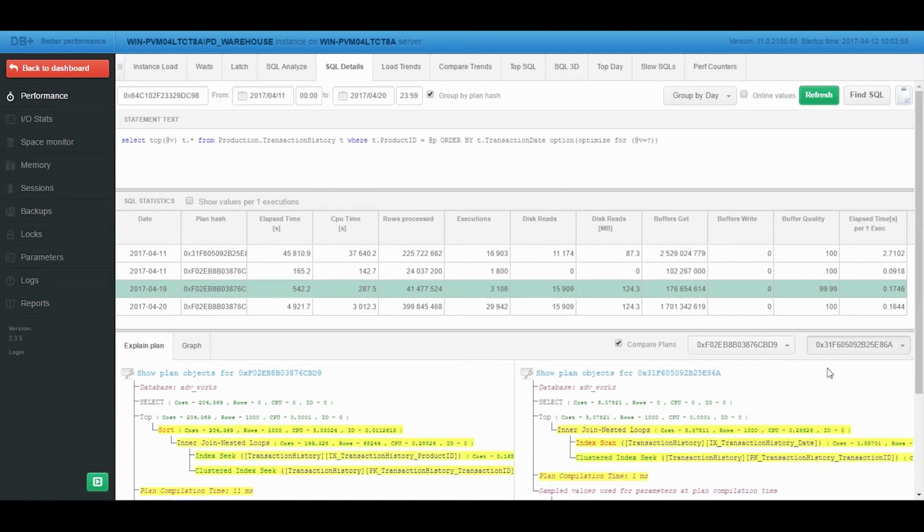By comparing the two plans, we can see that the recommendation from the 11th of April added an index to the product ID column. As we can see, the query is executing faster and does not lead to locks issue anymore.